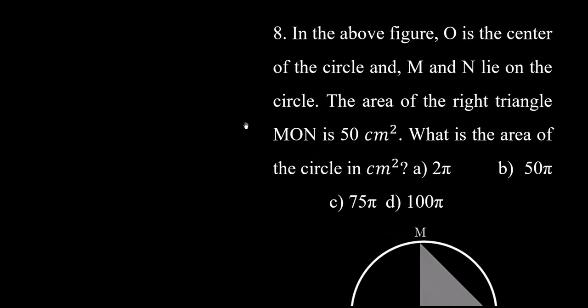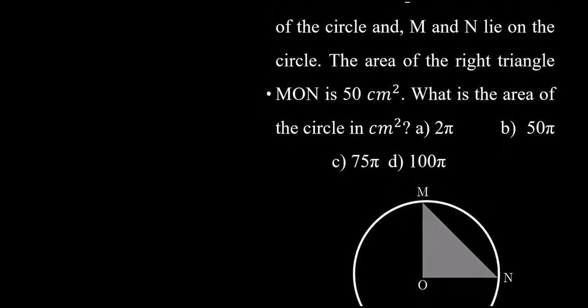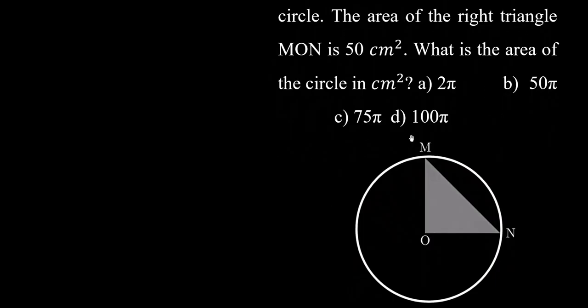So what they want to mention: O is the center of the circle, M and L lie on the circle, that everybody knows. I think the lines are not required. O is the center of the circle, M and N are points on the circle. Now the question: the area of that right triangle MON is 50 centimeters square. What is the area of the entire circle?